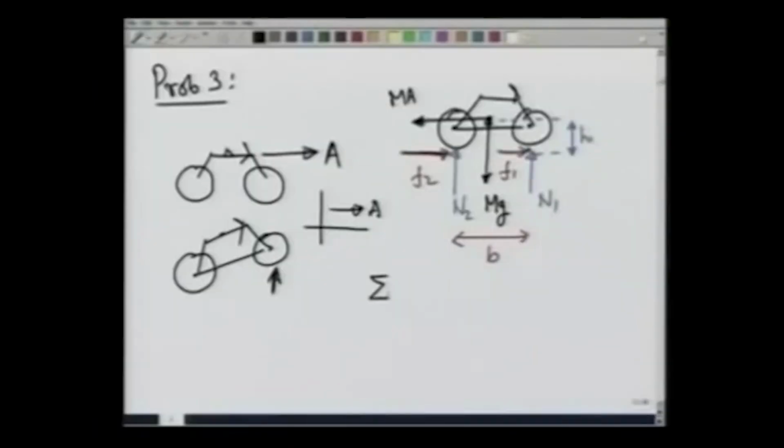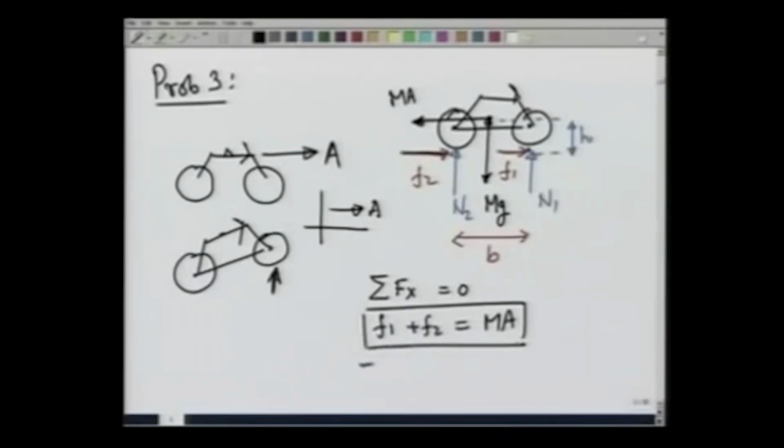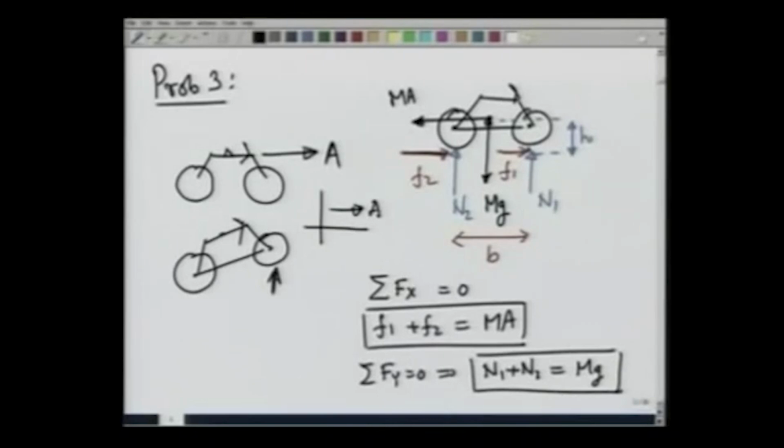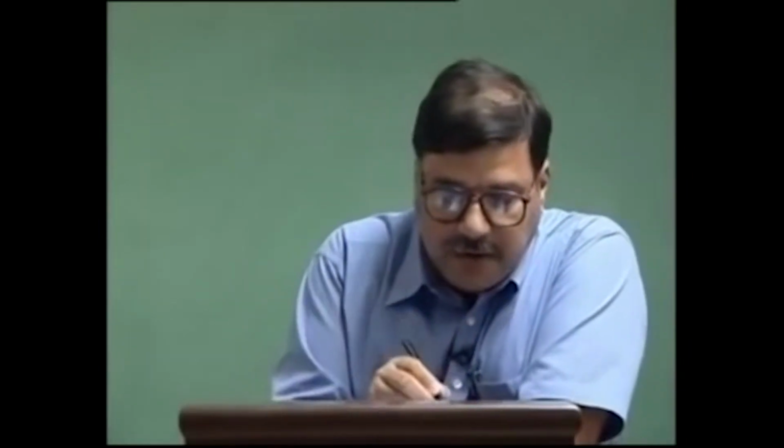Let us write the equilibrium conditions. Summation Fx equals 0 gives me F1 plus F2 equals ma. Summation Fy equals 0 gives me N1 plus N2 equals mg. And the torque about any point should be 0. Let us take for convenience the torque about the center of gravity. Let me make the picture again for you on the next page.